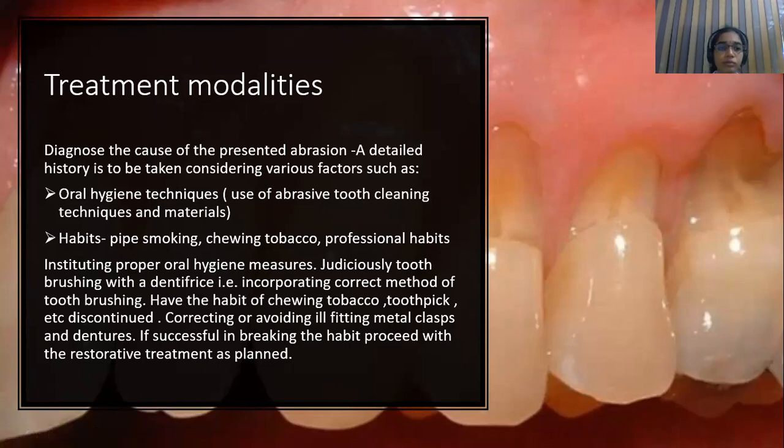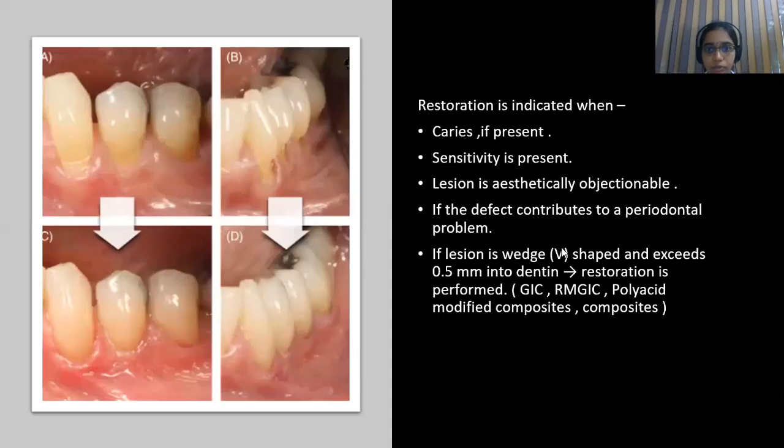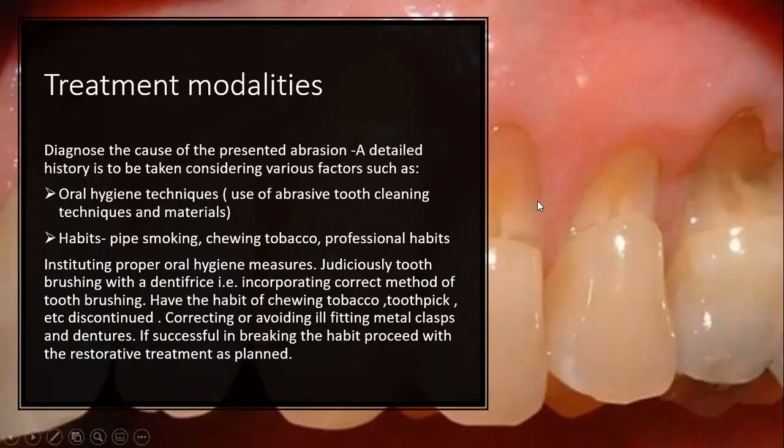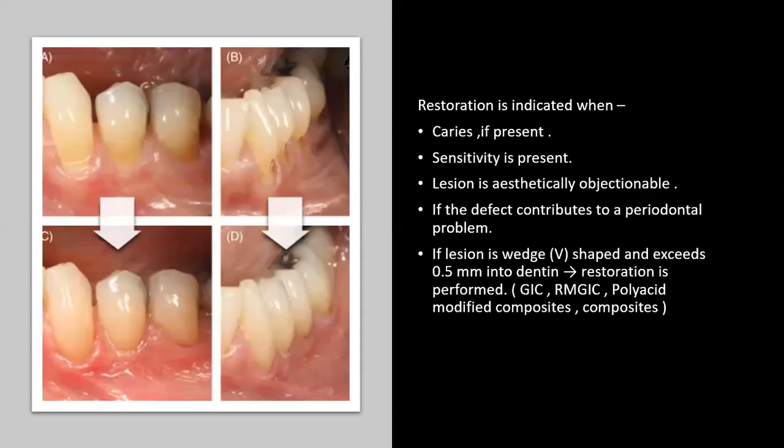So first we have to remove the cause of the presented abrasion, and the second line of treatment is restorative treatment. The patient has to be advised on a correct brushing technique, that is a modified brush technique, and the timing of brushing. The patient should brush for 2 minutes, not more and not less. So after identifying the causative factor of abrasion and counseling the patient, restoration is indicated.